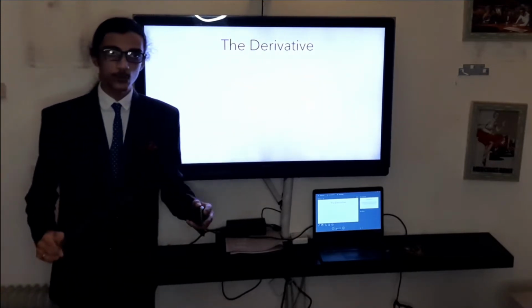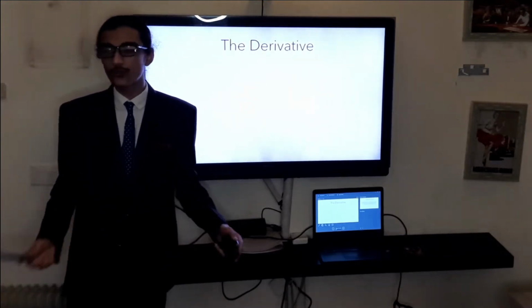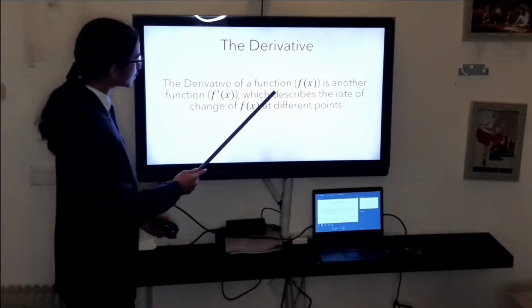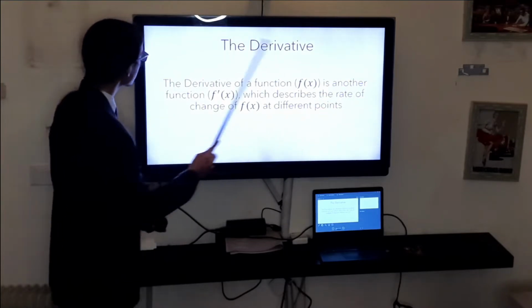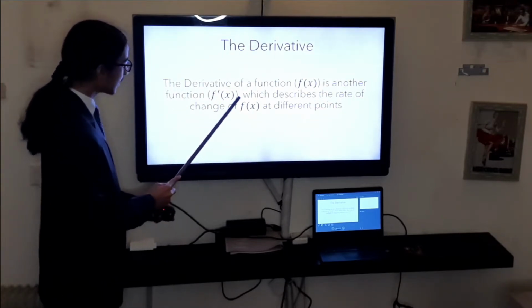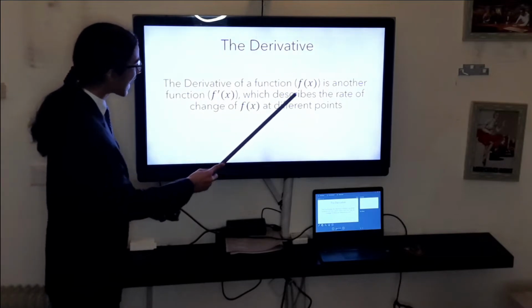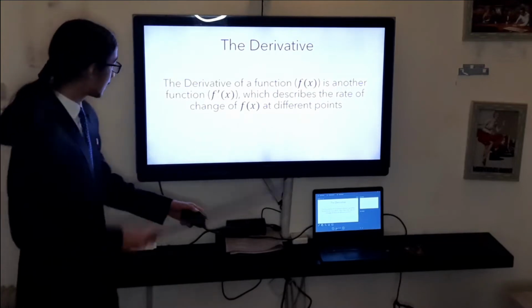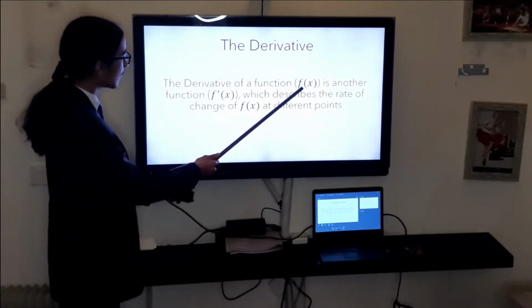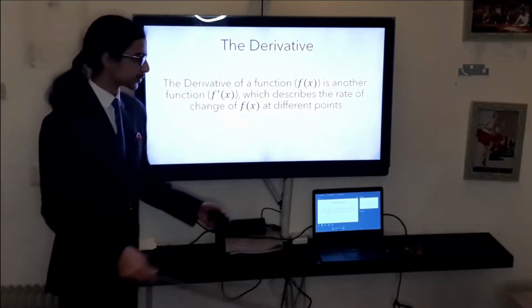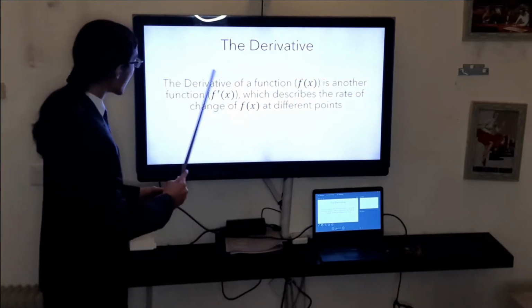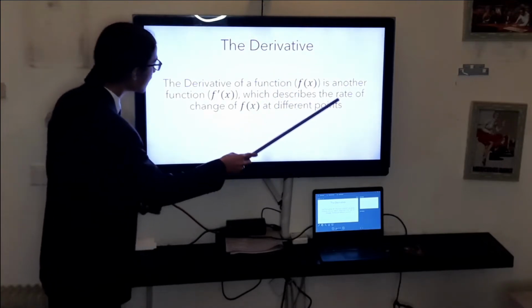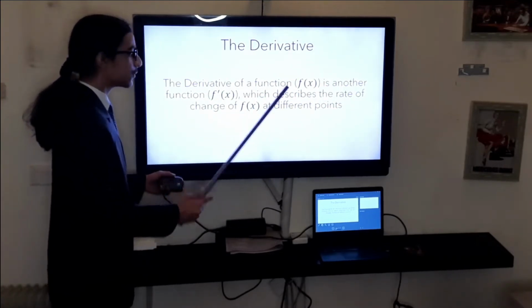Now if you were to ask me to give you a one sentence definition for what a derivative is, I'd probably say this. The derivative of a function, let's say f of x, is another function f prime of x, we use this notation, which describes the rate of change of f of x at different points. I'll repeat. The derivative is something you do to a function, and it is another function f prime of x, which describes the rate of change of f of x at different points.